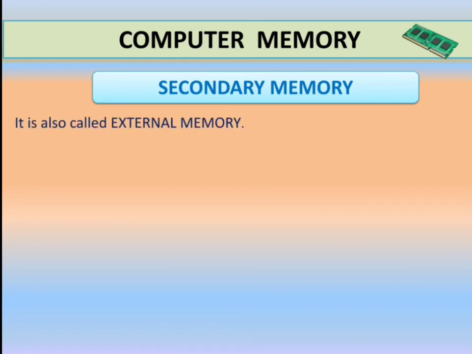Alright. So secondary memory is also called external memory because it is not present inside the computer. It is present outside the computer, and we attach all the secondary memory devices to our computer externally. It stores the data and information permanently. That is why we use the secondary memory for storing all our data and information which we want to be stored in the computer permanently.